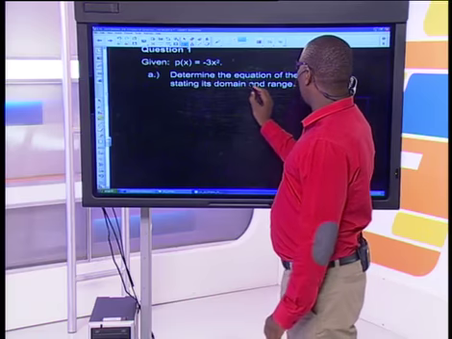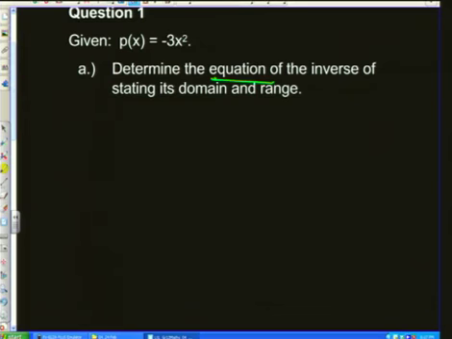Now, let's get back to revision. Find the equation of the inverse of P, stating its domain and range. Okay? I'm sure you've done it.